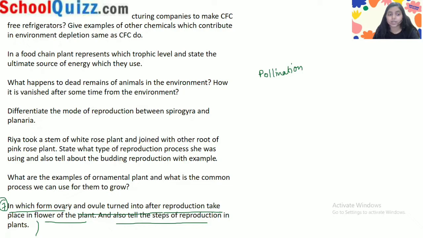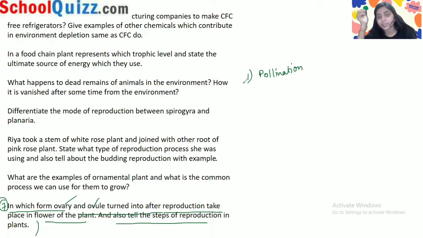In the first part, you have to tell what the ovary and ovule turn into after reproduction. So what does the ovary become and what does the ovule become after reproduction takes place in the flower of the plant? Okay, right? Firstly, we will see what the pollination process is.